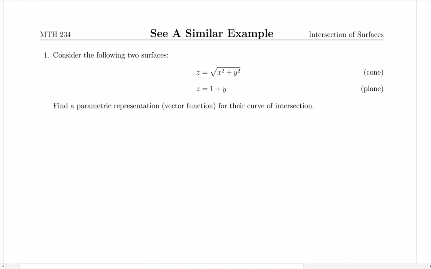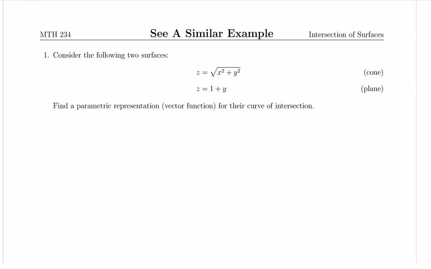In this video, we will find the intersection of two surfaces. Now in general, the intersection of two surfaces is going to be a curve. And so we want to represent that curve parametrically, that is, with a vector function.